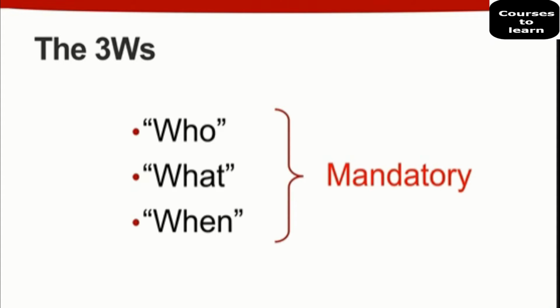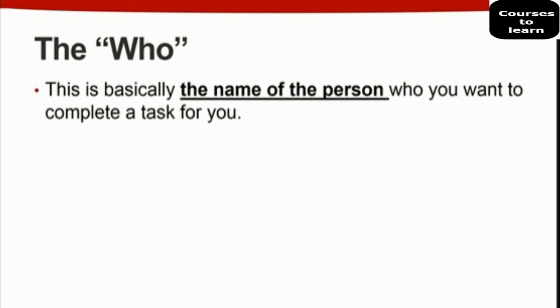If you miss out on any one of them, you'll drastically increase the chance that you'll miscommunicate on what needs to be done. And in the next few minutes, I'll give a description of each W along with examples to help explain what they mean. So let's start with the first W, and that's the who. And this is basically the name of the person who you want to complete a task for you.